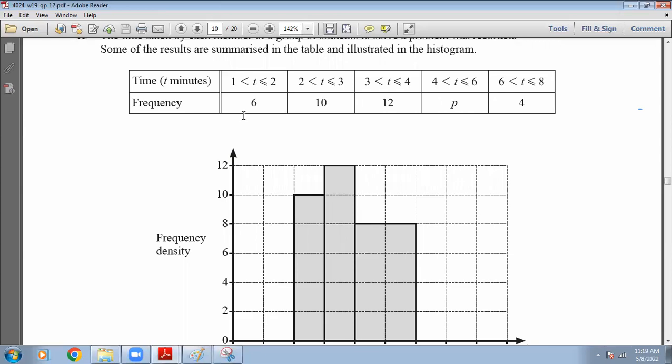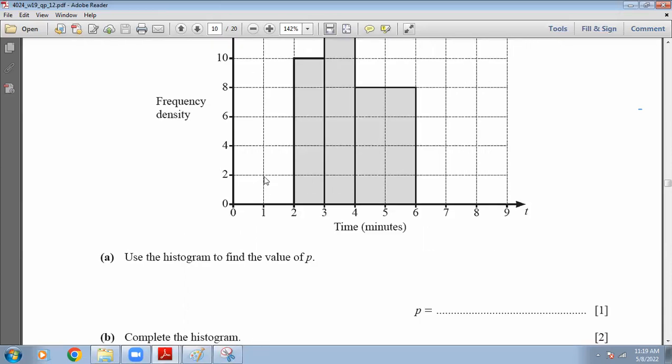First of all, find its frequency density. How do you find the frequency density? You divide the frequency by the class width. The class width here is 2 minus 1, that is 1. The frequency is 6. 6 divided by 1 will be 6. So I will make a rectangle starting from 1 and going up to 6. So this is that histogram.